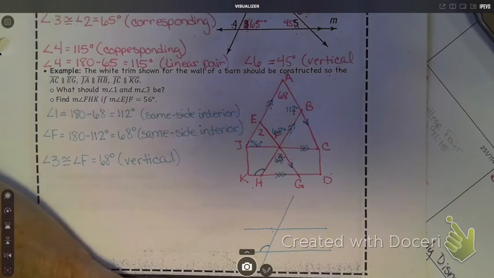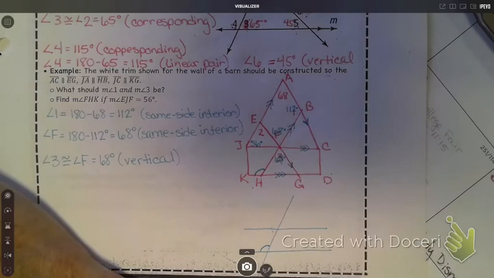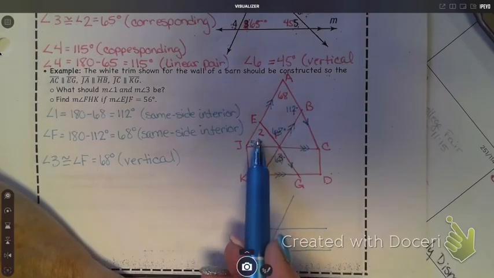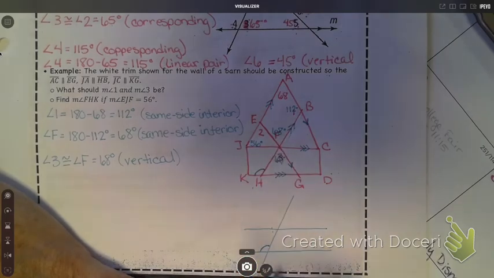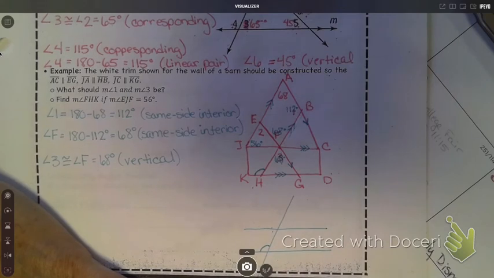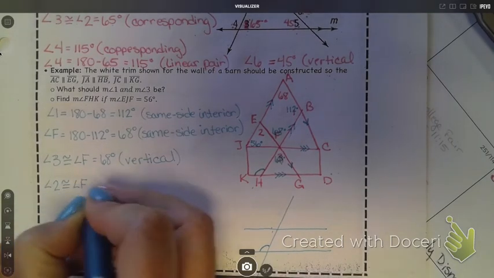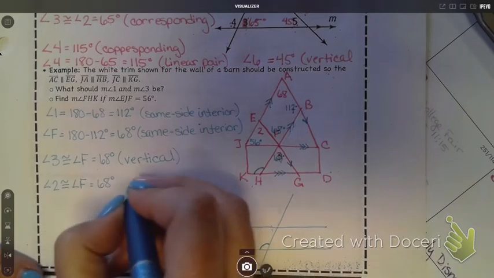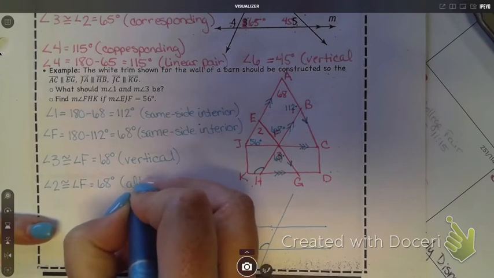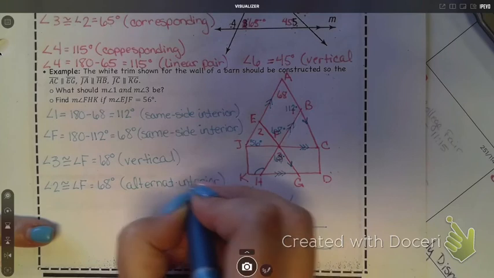What's the relationship between 2 and F? Transversal, parallel line, parallel line. They're what of each other? F and 2. Are they same size or alternate? They're alternate. Are they inside the parallel lines or outside of them? Inside. Do we have an alternate interior angle theorem? What does it say? They're congruent. So angle 2 is congruent to angle F, which is 68, because they are alternate interior angles. I was about to write exterior.